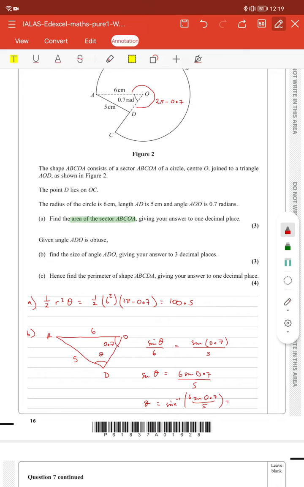Over 5. Make sure your calculator is in radians. And that would give us 0.883. But it says that it is obtuse. So remember, for sine, we'd have to do pi minus that. And the answer would be 2.258.